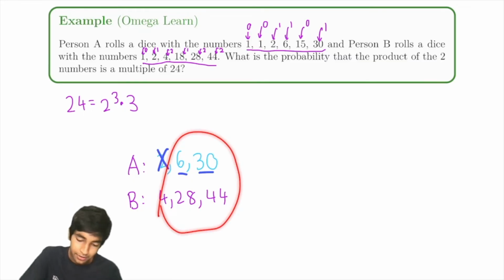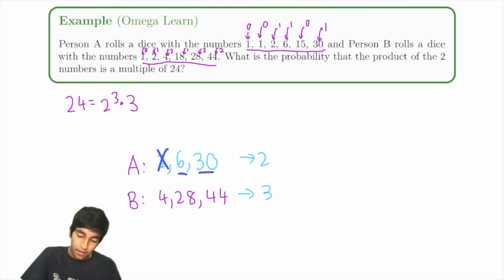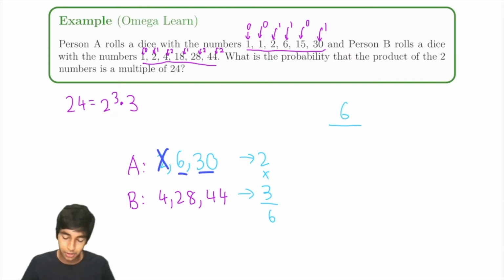How many are there? 2 choices for the first case and 3 for the second case. If you multiply them all out, all of these cases will have 3 factors of 2 and 1 of 3, at least. So 2 times 3 equals 6 successful cases. Now, how many total cases are possible? That's just going to be 6 times 6. 6 choices for each of the 2 dice rolls. So then it's just 6 over 36, which is 1/6.